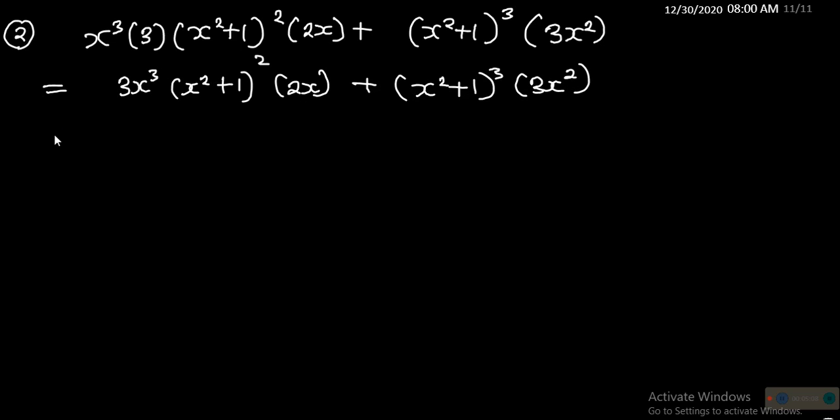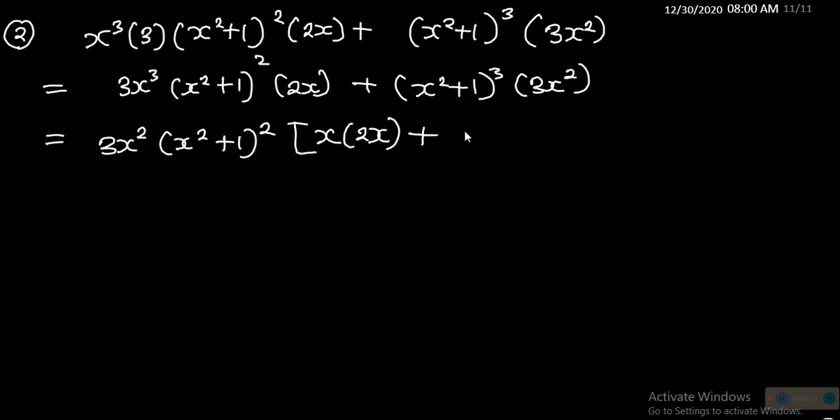Okay, and of course we can take the common factor now. The common factor is 3x squared and then (x squared plus 1) all squared. Taking 3x squared from 3x cubed, we'll be left with x, then taking (x squared plus 1) squared, we'll be left with 2x here, and here we'll be left with x squared plus 1, and 3x squared and 3x squared will be gone.